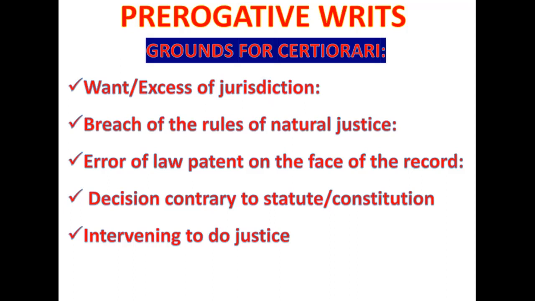Then the next ground is when there's an error of law which is patent on the face of the record. It's also another ground under which you can apply for a certiorari. Also, if there's an illegality, a decision that has been taken which is contrary to statutes, contrary to the express dictates of the statutes, you can also apply for a writ of certiorari.